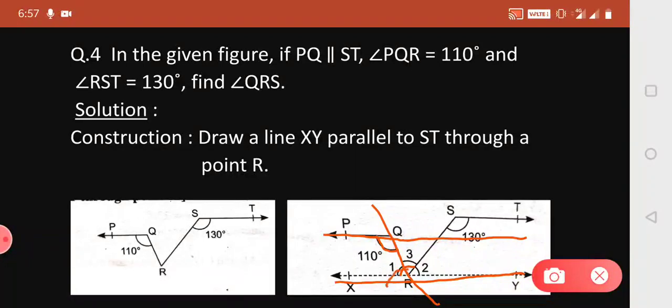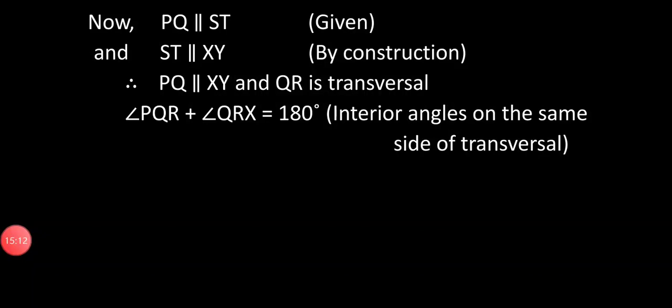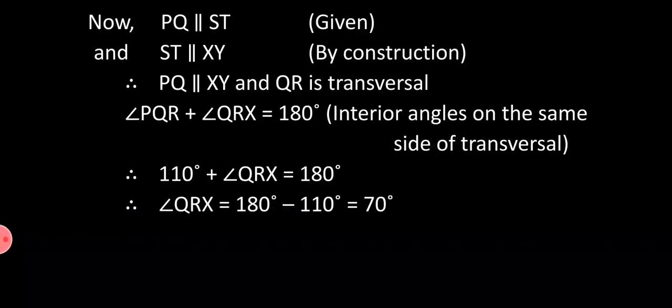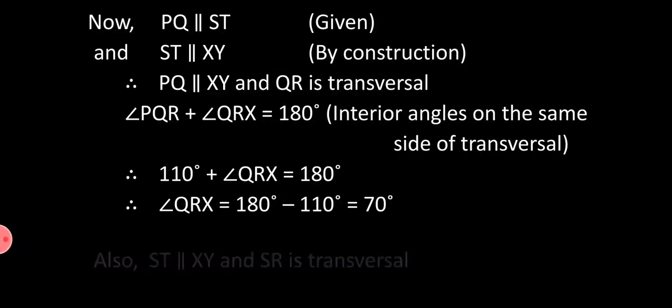QRX, that is this angle. The summation of these two angles will be 180 degree because they are interior angles on the same side of transversal, or you can say co-interior angles. Putting the value of angle PQR, we get 110 degree plus angle QRX equal to 180 degree. Therefore, angle QRX equal to 180 degree minus 110 degree, that is value of QRX will be 70 degree.